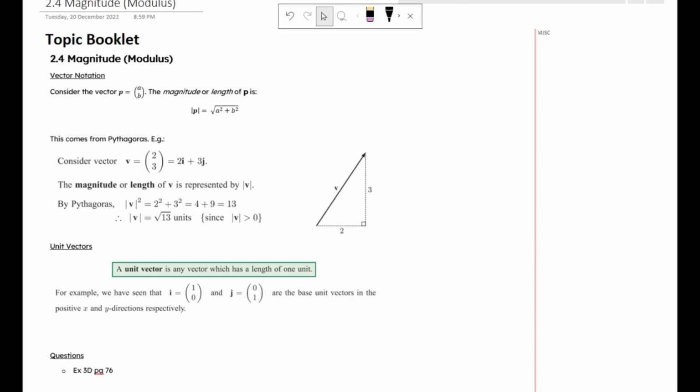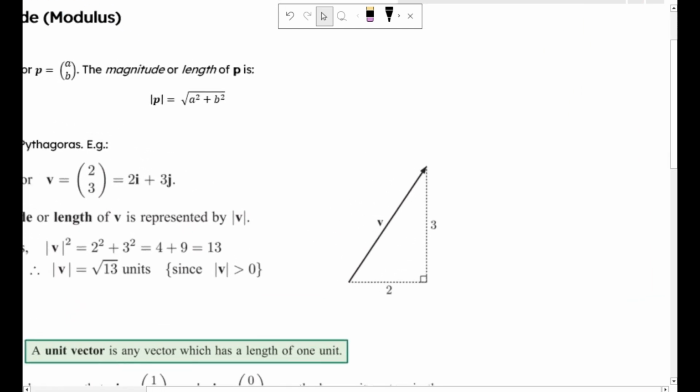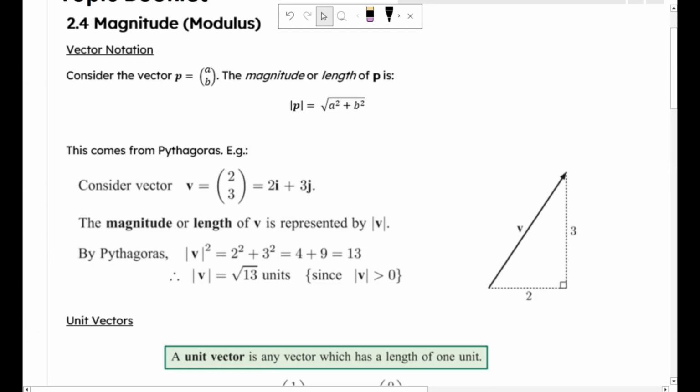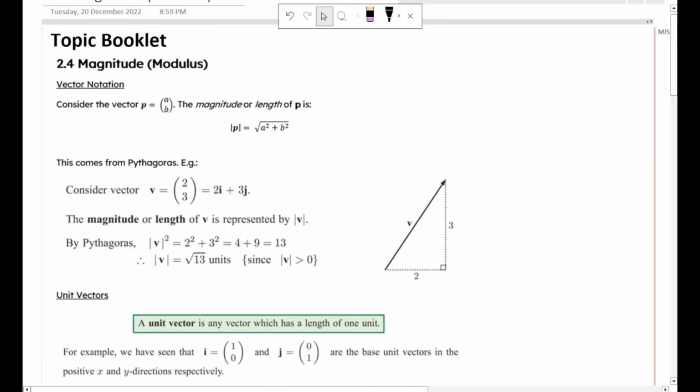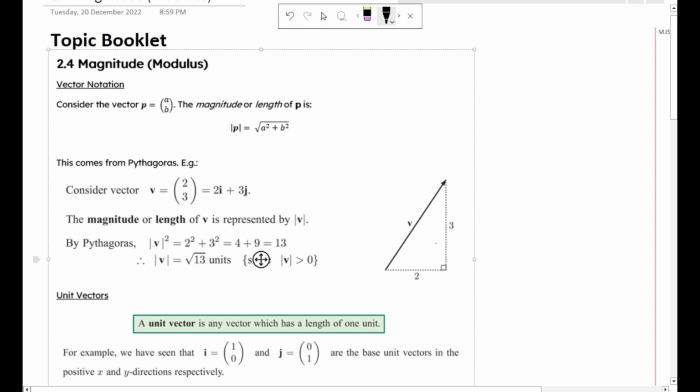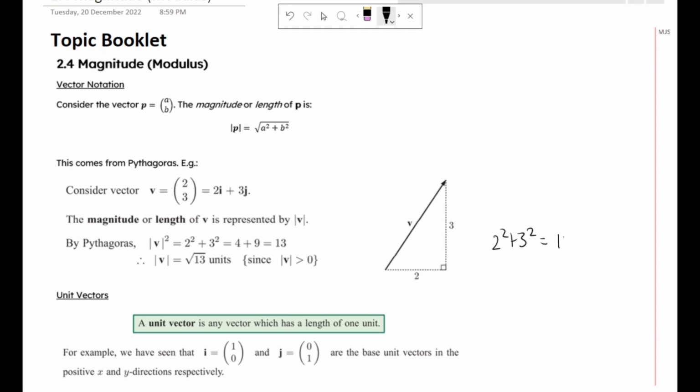Okay, in this video we're looking at magnitude or modulus, and that's essentially the length of a vector. This formula here might look pretty familiar. It's actually like the distance formula or Pythagoras that we learned before. So if you think about a vector v, you could take the x bit and the y bit, you do 2 squared plus 3 squared equals that modulus squared, just from your Pythagoras.